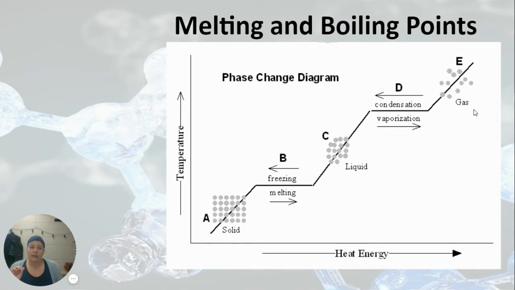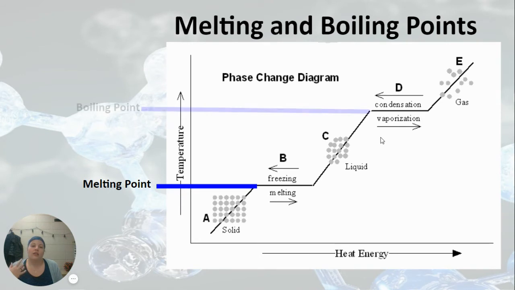Now, a couple of points on your graph here. The melting point is the first plateau, or the lowest plateau, on your graph. And in the case of water, water's melting point is 0 degrees Celsius, which we know. The second plateau on our graph is the boiling point. And for water, under normal circumstances, the boiling point is 100 degrees Celsius.